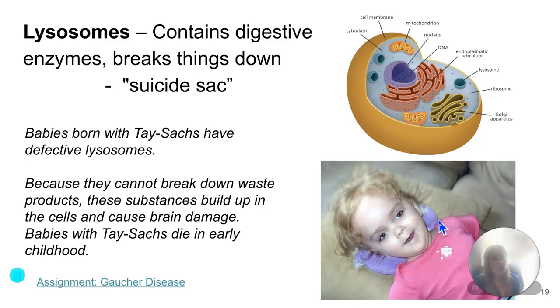Right? So your cells wouldn't be able to get rid of old and worn out parts, correct? So would your cells be healthier or would they be sicker? They'd definitely be sicker, okay? Because they can't break down the waste, those substances build up inside of the cell and eventually the cells start to die, and that causes Tay-Sachs syndrome. Unfortunately, this is a disease that the baby's not going to survive. It's very, very sad, and they all die in early childhood.